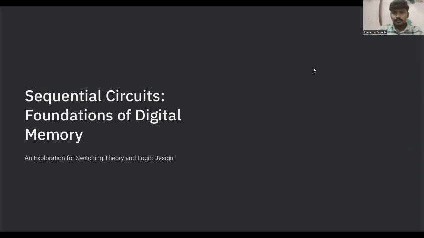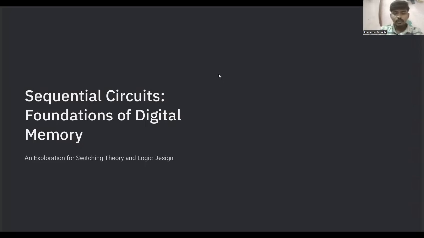Morning. I'm here to present a seminar on sequential circuits, foundation of a digital memory. So here is the introduction about the sequential circuits. Sequential circuits are one of the most foundational building blocks of digital electronics.